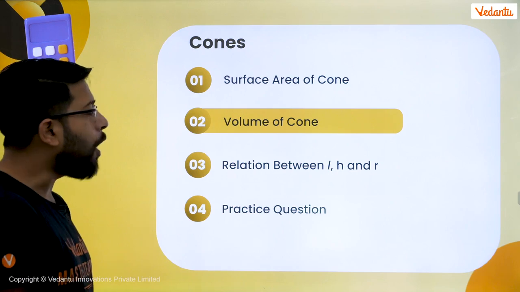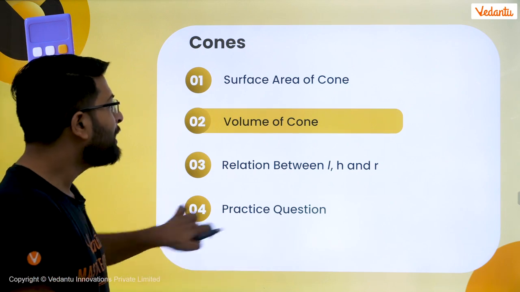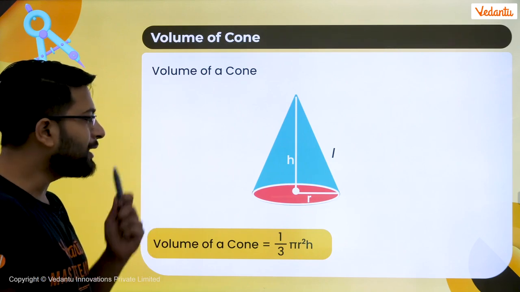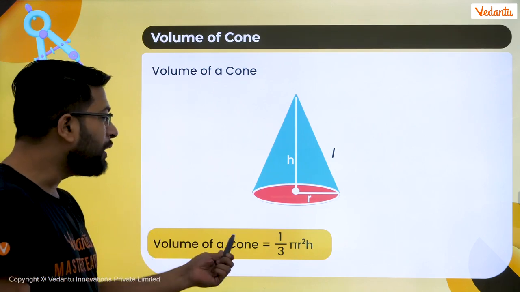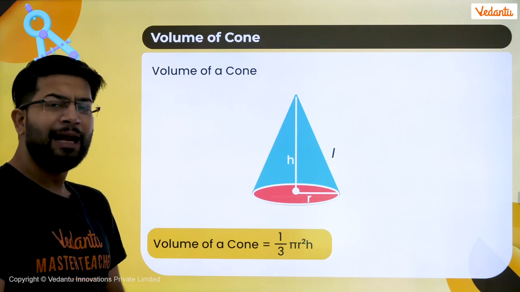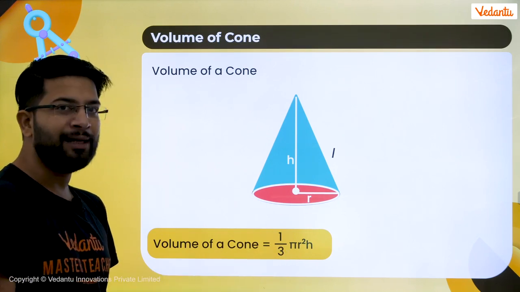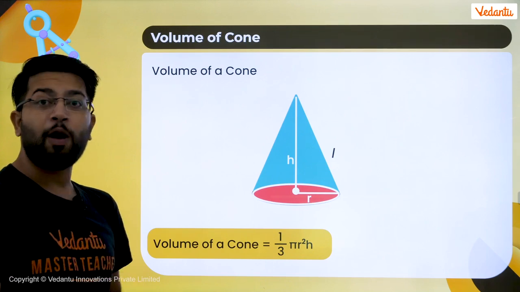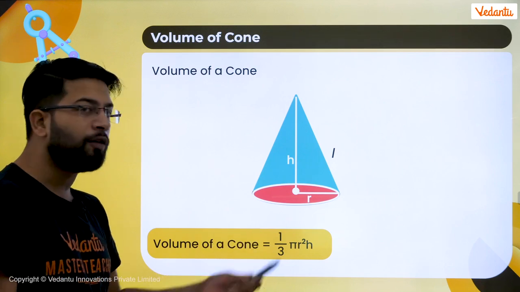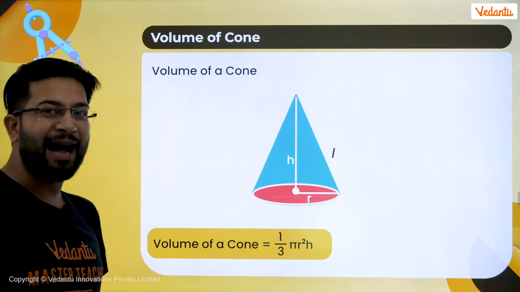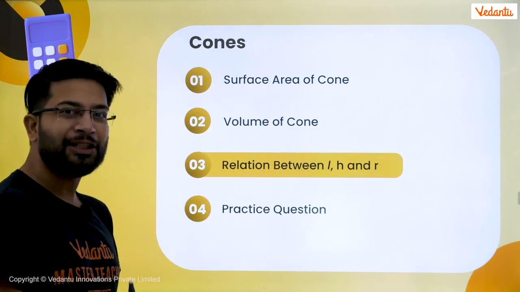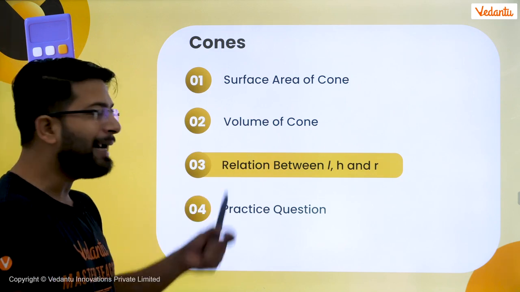And if we talk about the volume of the cone, champ, then if the cone is of height h and the radius is r, then the volume of the cone will be 1/3 into pi r square h. If you look very closely, pi r square h is the volume of the cylinder. That means the volume of the cone is 1/3 of the volume of a cylinder of same height and same radius. Very good.